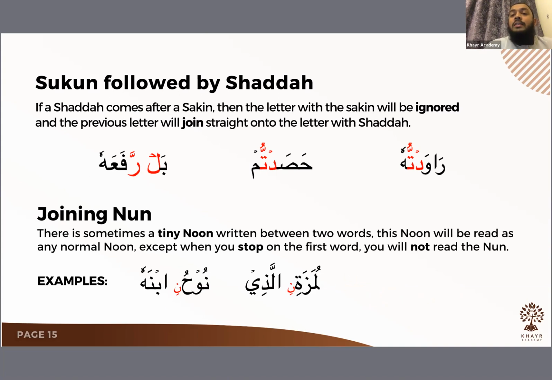But the real reason is that this noon only comes for joining. If you look at the Arabic word, this noon joins two letters. So you can't say lumazatilladhi, you can't say nuhubnahu. You say nuhunibnahu. That noon is just for joining. But the easiest way to understand is they forgot to write the big noon, so they just wrote a small noon at the bottom. We have to read the noon.